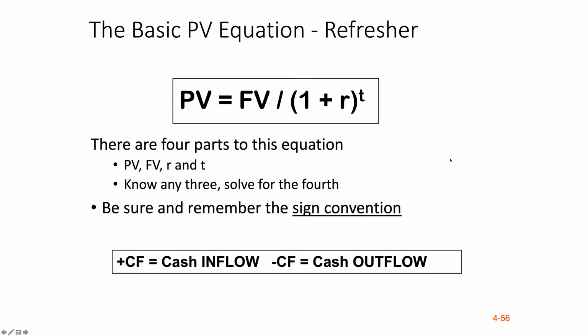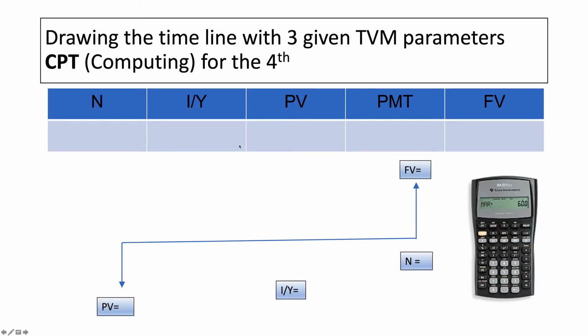Here is the basic present value equation refresher. It's worthwhile to point out, make sure of the sign convention. Present value is a negative sign, downward. Future value is positive. We don't forget that.